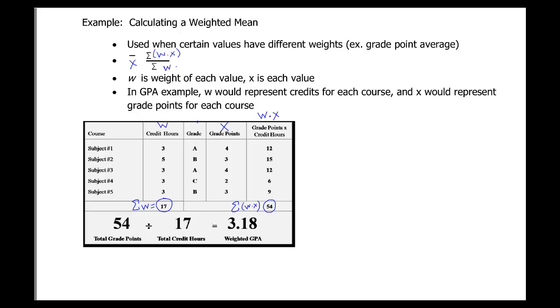So we have the sum of W times X divided by the sum of W equals the weighted mean. So the weighted GPA is the mean in that calculation. And that is a weighted mean. Again, each value has a different weight, in this case, depending on how many credits the class was worth. So one more page.